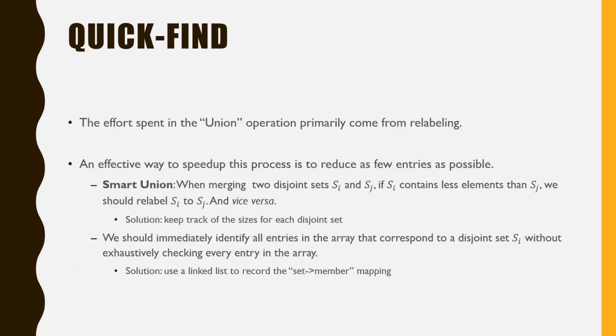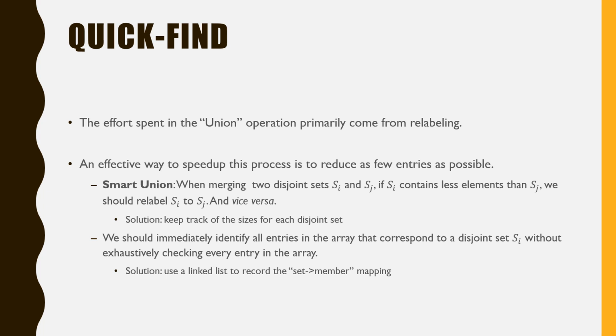The primary computational effort of the union operation comes from relabeling the array entries. To minimize this overhead, we adopt two optimization strategies. First, we always relabel the smaller set. This reduces the number of entries that need to be modified. We can keep track of the set sizes to enable their constant time comparison.